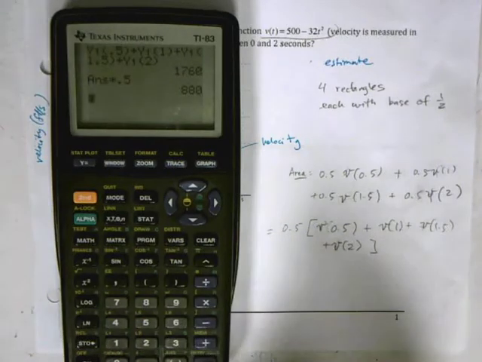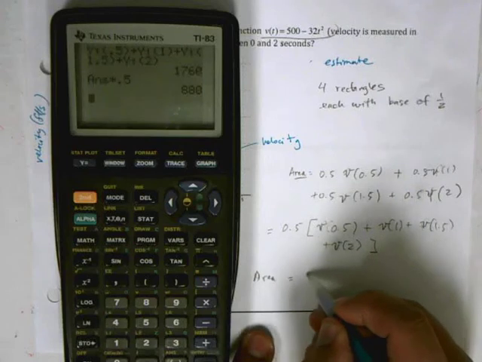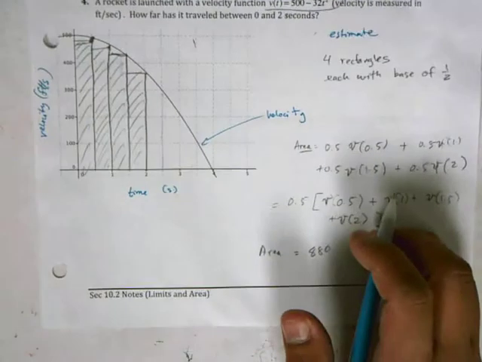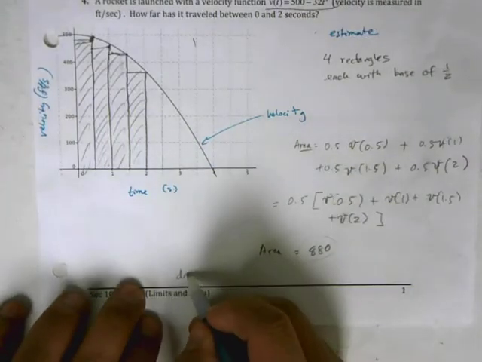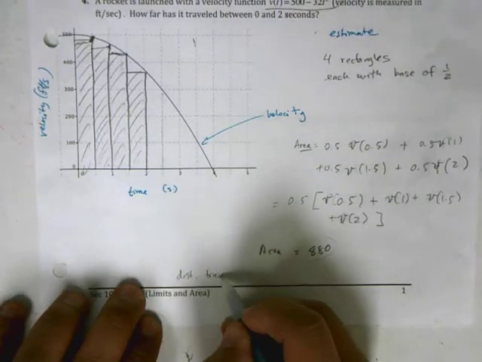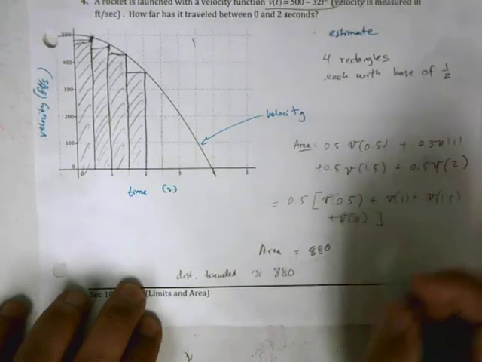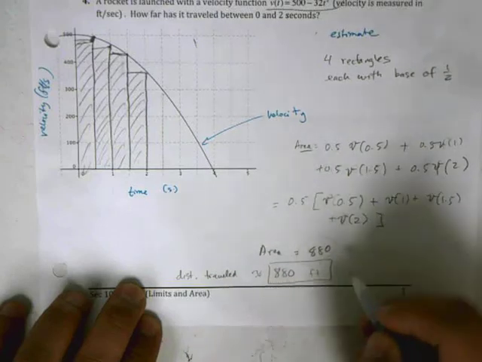And this says that the area under the curve is equal to 880. It's somewhat weird, but this area here is actually the distance. So the distance traveled is about 880 feet. And that's going to be my final answer.